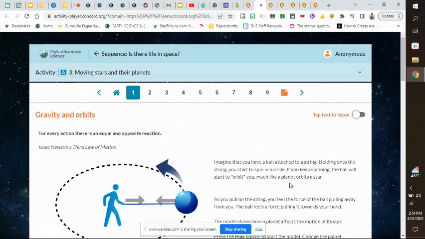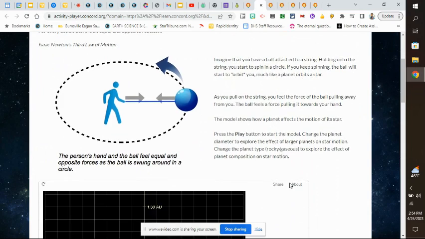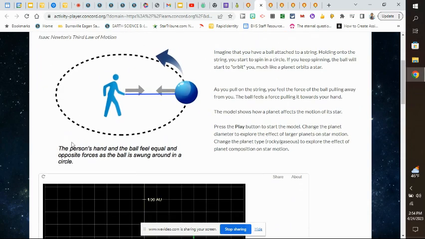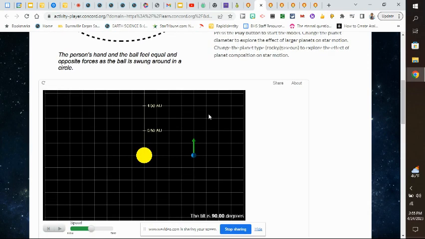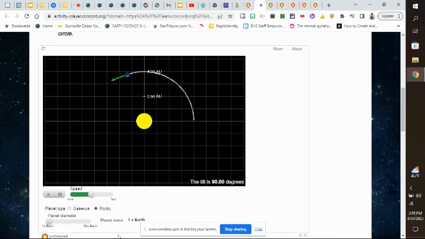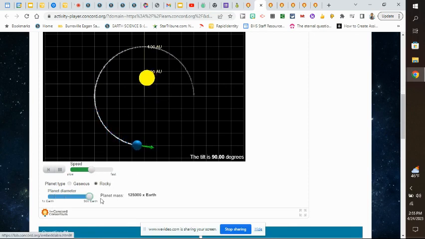I'm going to click Begin Activity, and the first one talks about having a ball, if you're swinging a ball around you, okay? And then we're going to show you the effect that it has on a star. So I'm going to click Play here. And we can change the planet type. This is showing a planet orbiting a star. And you can change the planet diameter if you want to see what effect it has on the star. Hopefully you remember from our slideshow, Wibbly Wobbly Planets, what's going on here.